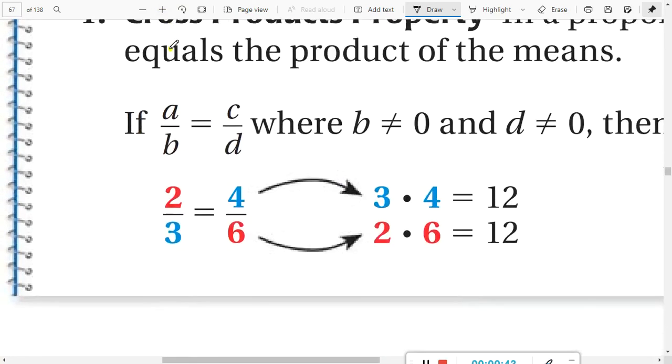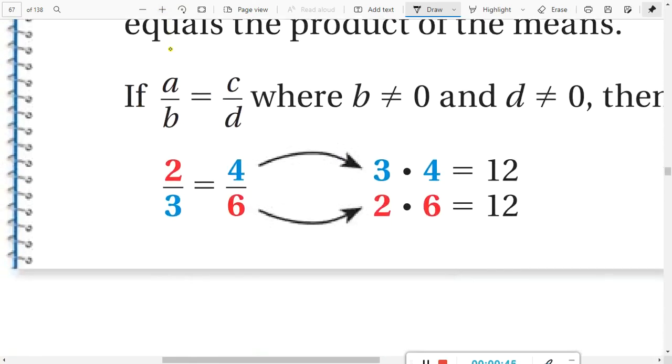So all they did here, they multiplied bottom left times top right. That's 3 times 4. And they're just showing you it equals top left times bottom right. That's 2 times 6. All right, so if you have the proportions set equal to each other, this will always work.